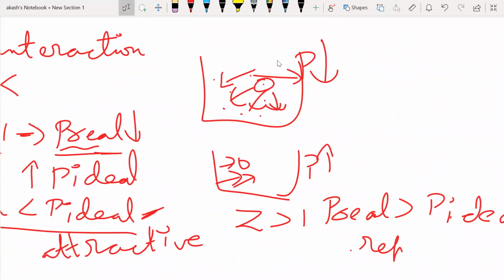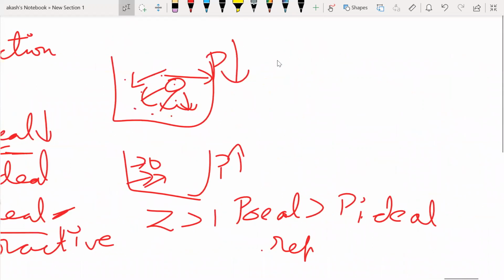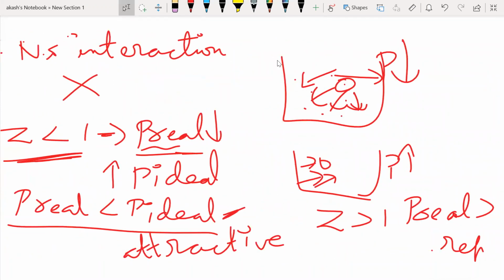So I hope you understand how real gases behave, I mean, not ideally. This is explained with respect to your attractive and repulsive forces.